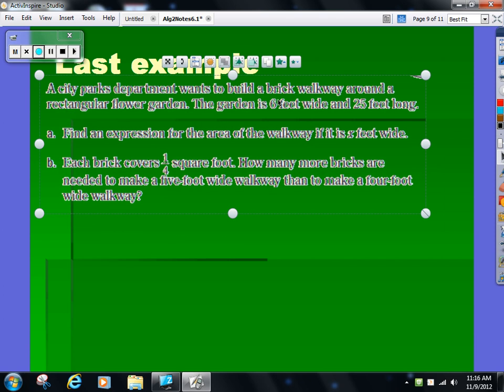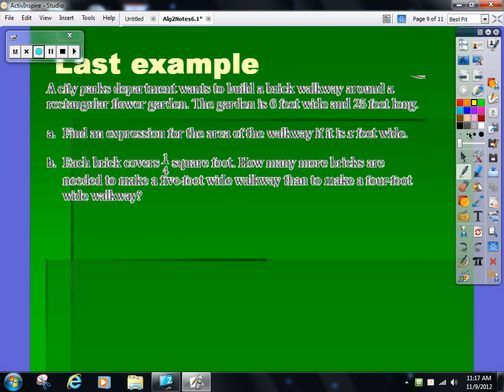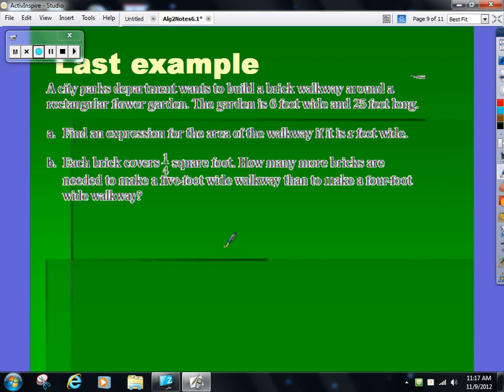There it goes. Okay. A city parks department wants to build a brick walkway around a rectangular flower garden. Okay, so draw a picture. Does it say rectangular flower garden? There's some flowers. Kind of looks like a boom box. I better put another one in. That's kind of better. Oh, that's pretty.